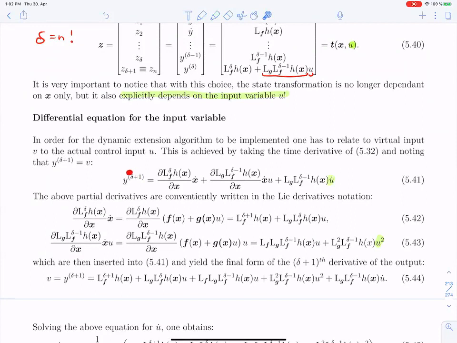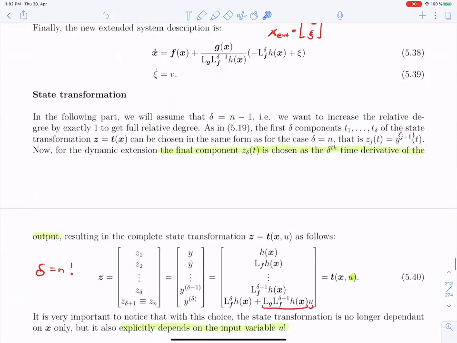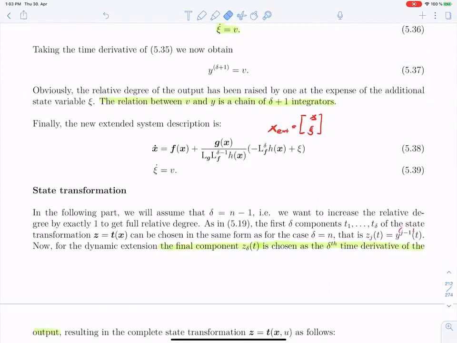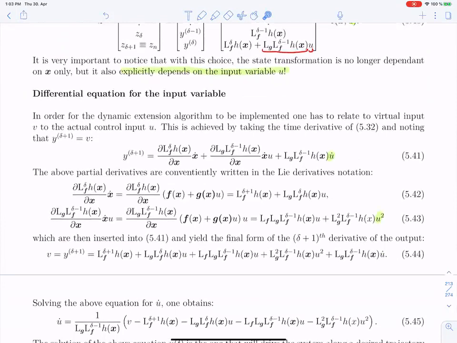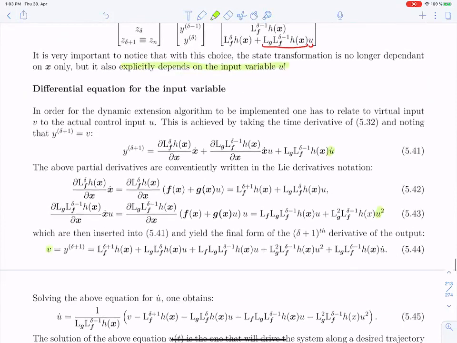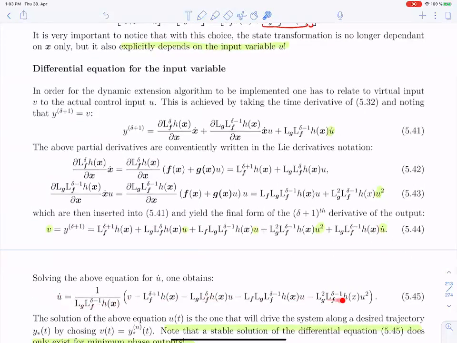And then eventually we remember that this one here is simply equal to our chosen virtual input. So if we bring things together, we see that we have v, and then we get everything that we computed here. Maybe you can try this at home, but I'm just trying to point out here, we get u, again u, u squared, and u dot. So obviously this equation is a differential equation for u, which is driven by our virtual input. If we solve it for u dot, it looks like this, okay?